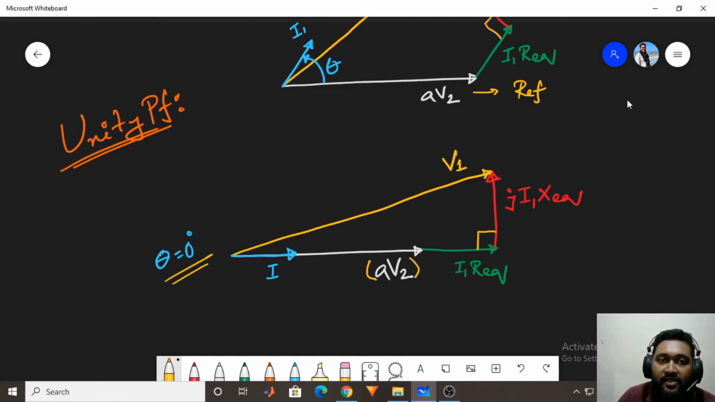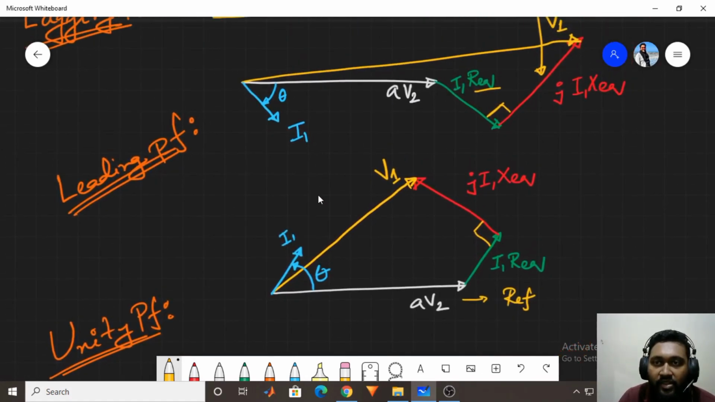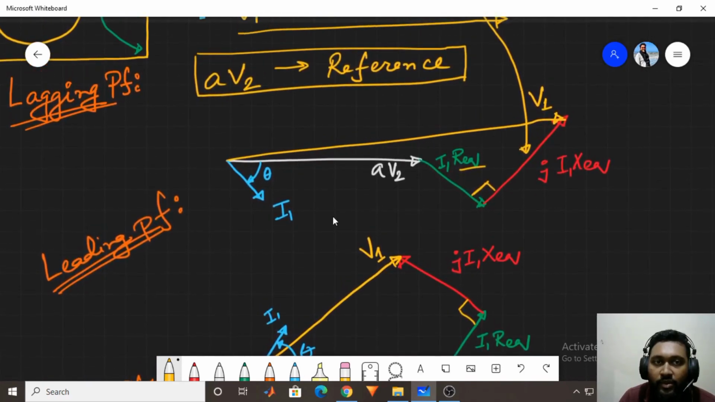So basically these are the three different power factor phasor diagrams for the transformer that we have studied.